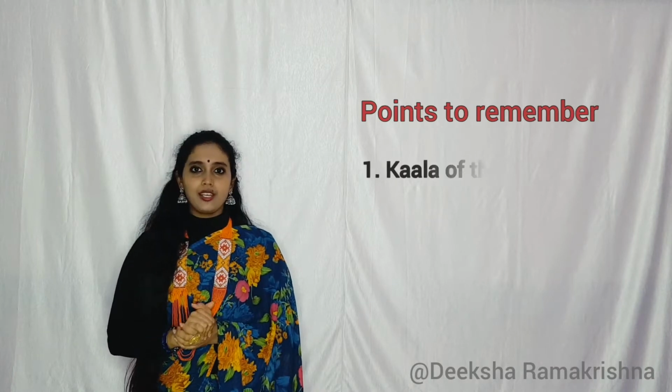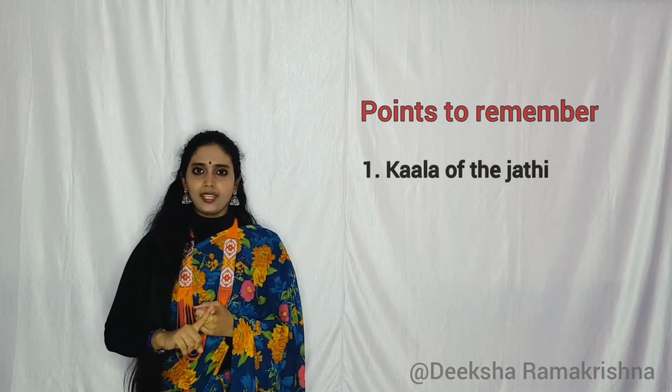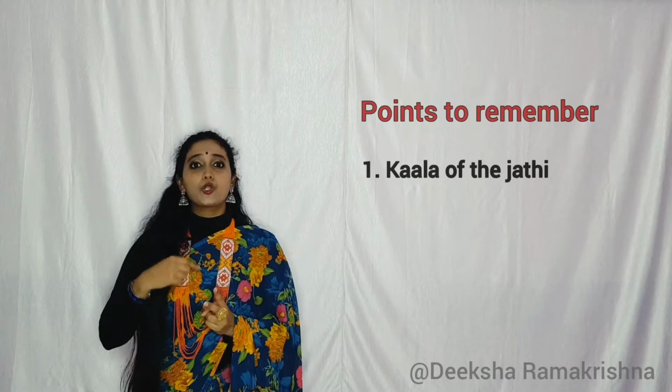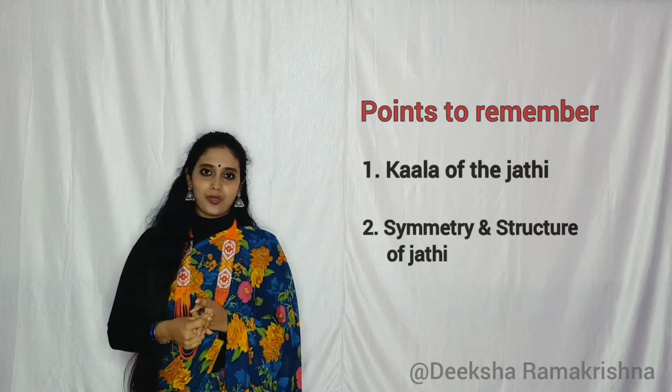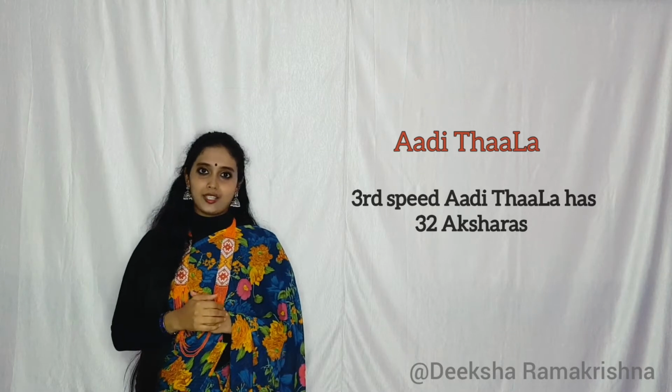Before we begin the actual composition, we have to keep a few things in mind. Few factors, and those are Kaala of the Jathi, and Kaala is very important. We should also look into the symmetry and structure of Jathi, which we have seen in the previous session. So I would like to do this in Adi Tala, taking the third speed. We have 32 aksharas in third speed of Adi Tala. So let's begin with that.